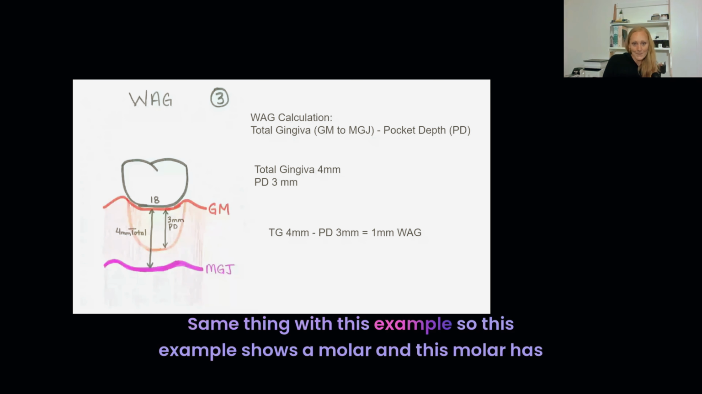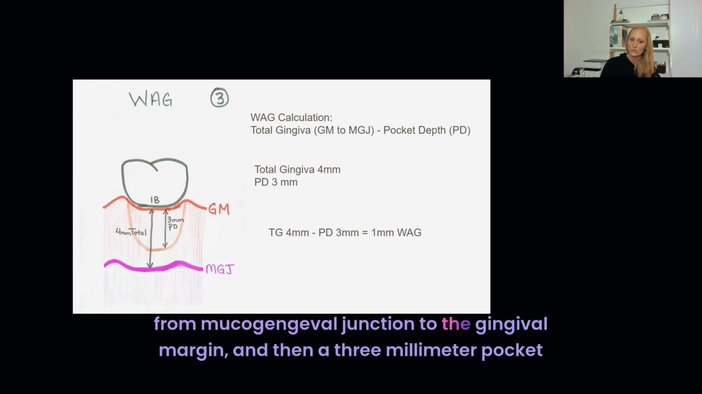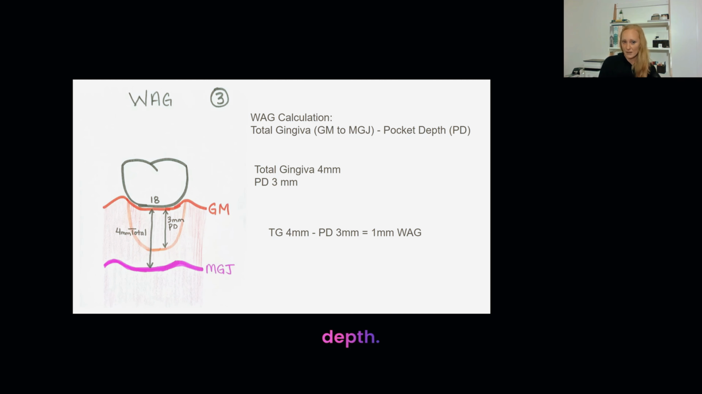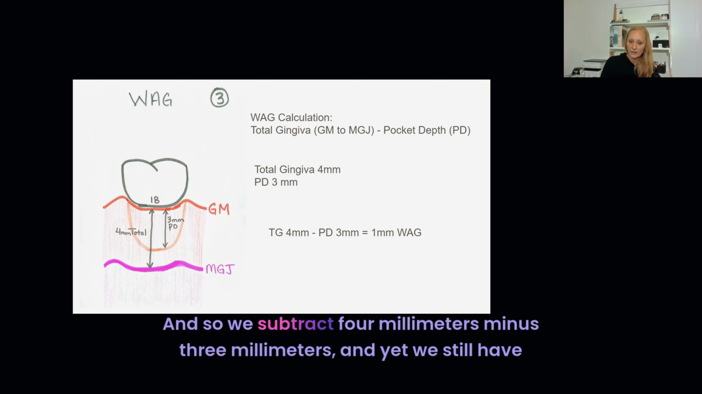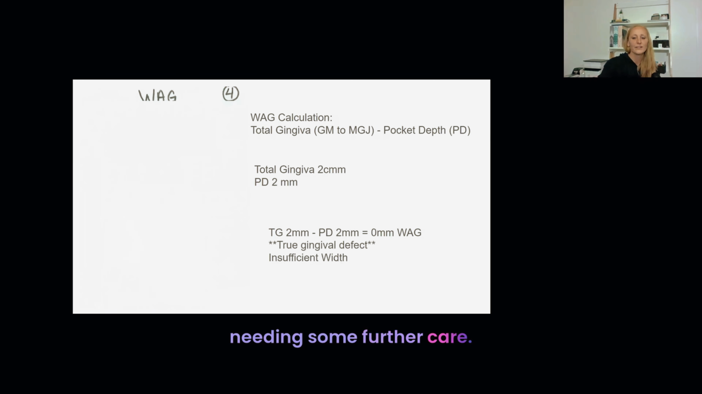Same thing with this example. So this example shows a molar, and this molar has 4 millimeters of total gingiva from mucogingival junction to the gingival margin, and then a 3 millimeter pocket depth. And so we subtract 4 millimeters minus 3 millimeters, and yet we still have 1 millimeter of WAG, which is within the guidelines, but also on the verge of maybe needing some further care.